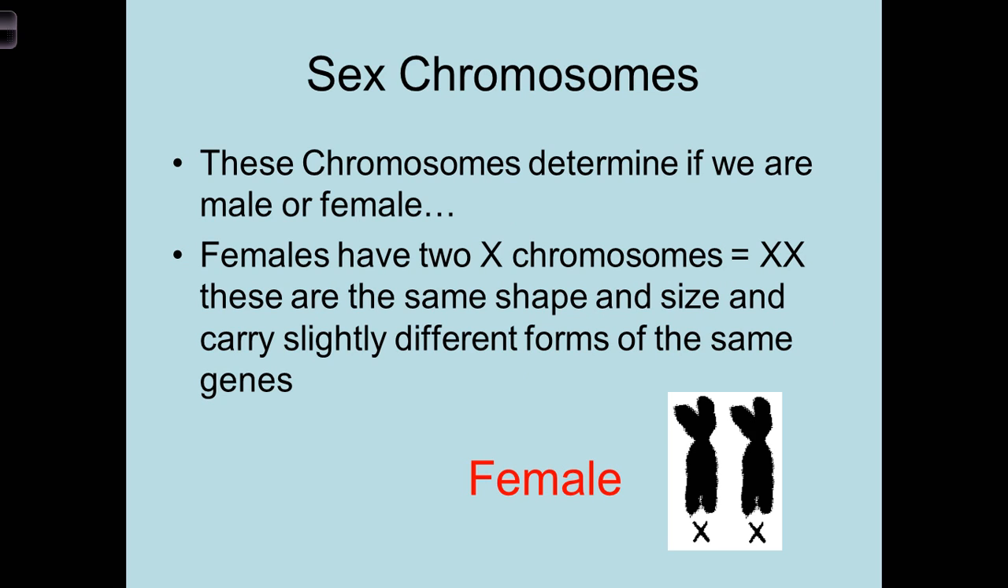So females have two X chromosomes, XX, and it's these that make them develop into a female. So they're the same shape and size, and they carry different forms of the same genes. So this is basically, for a female, our statement was still true. Females have 23 pairs of chromosomes that match up. The pairs are always the same size, same shape, and have those different alleles. They have the same genes, or genes for the same thing, on them.